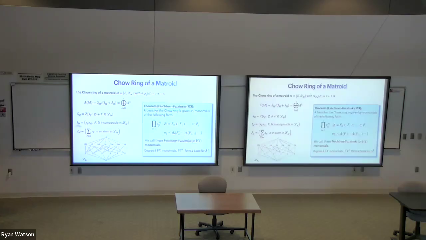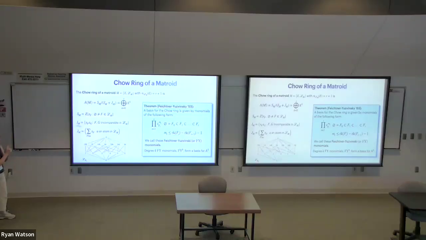So this ring was defined by Feichtner and Yuzvinsky in 2003. And also very kindly, they provided us with a basis for the Chow ring, meaning that the ring is a Z-module over this basis, where the basis is a product of variables that are supported on a chain, where the degree of each variable is bounded above by the difference of the rank of the flat that it belongs to and the preceding flat, minus 1.